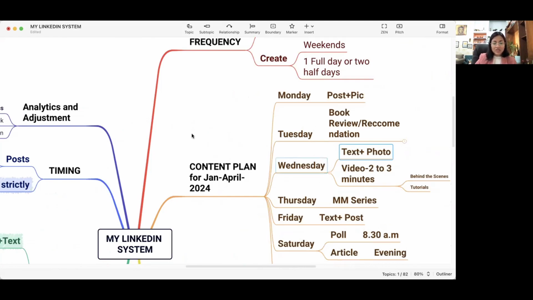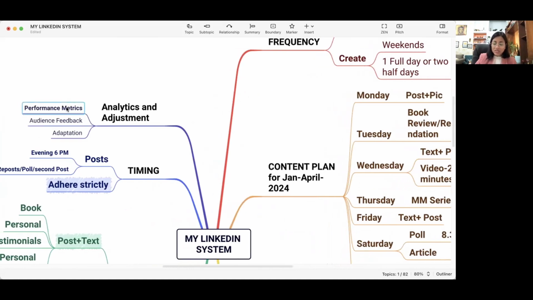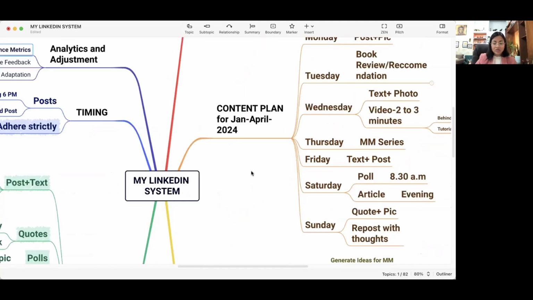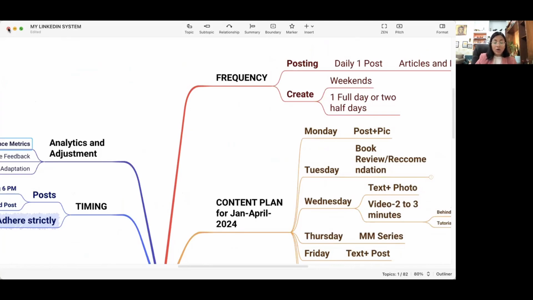So whatever changes, based on your audience feedback and performance, what is your best post, which post received the most engagement, which post received the least engagement. Based on all of that, you can always keep modifying your content plan or content strategy. So yeah, this was about how I use mind mapping, Xmind, for my LinkedIn system.